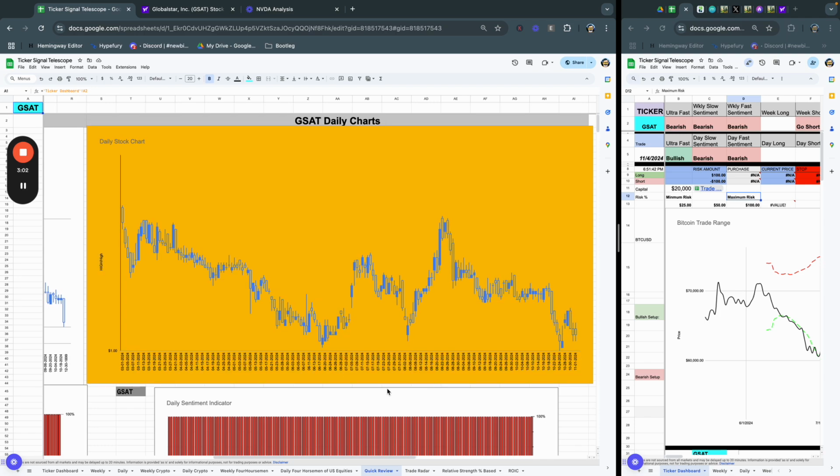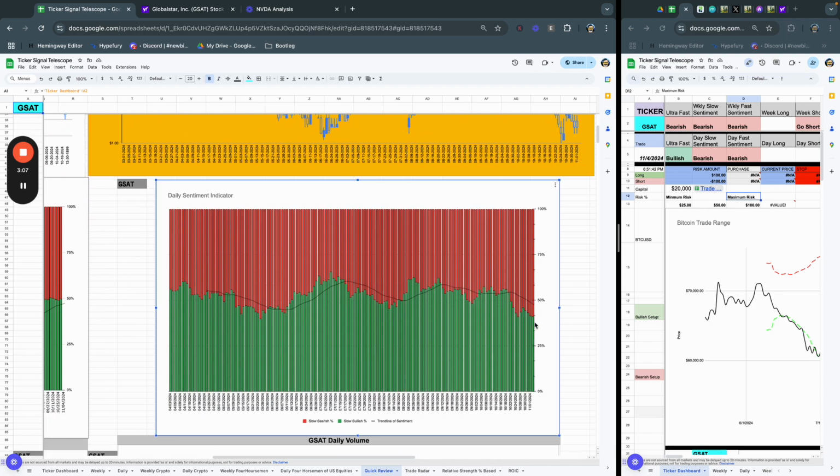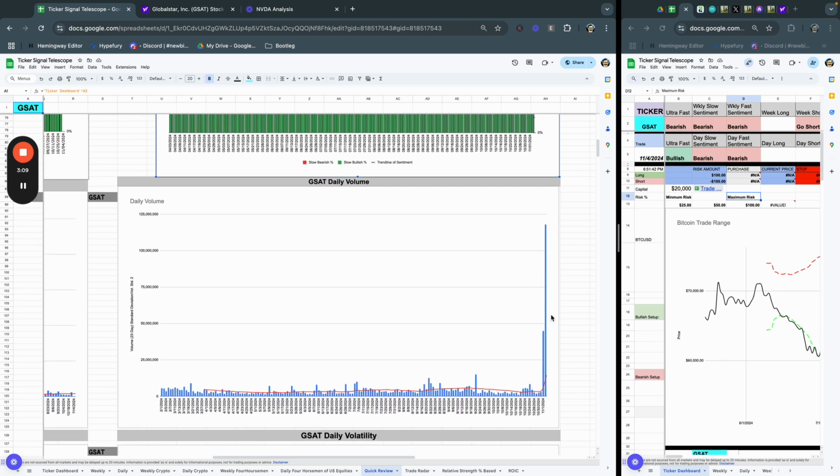But look at the chart. This has been essentially a long ride to nowhere. We're looking at the overall trending sentiment. You can see the exact same thing that we looked at on the short-term one. This is at 41%.